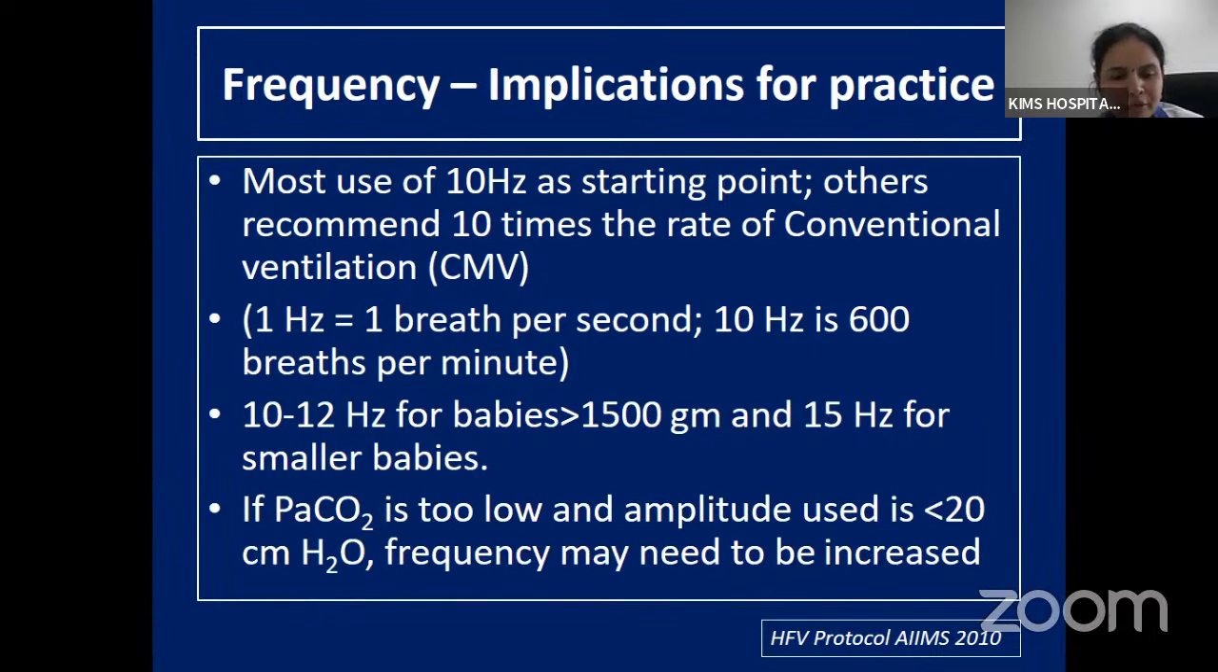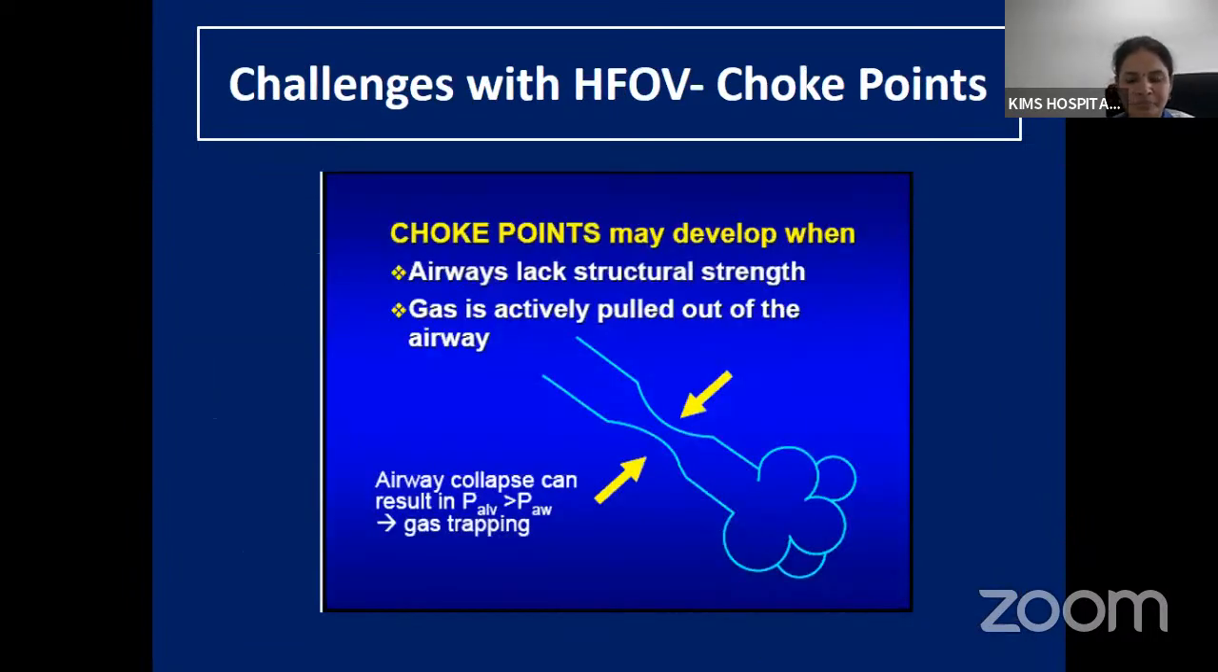So what do we do if PaCO2 on high frequency starts dropping, and if you are already on a low amplitude? Of course, the first change we start doing when there is CO2 washout is to reduce the amplitude. But when we have already reached an amplitude that is below 20 centimeters of water, which is traditionally considered as low amplitude, then we may start having to think of increasing the frequency.